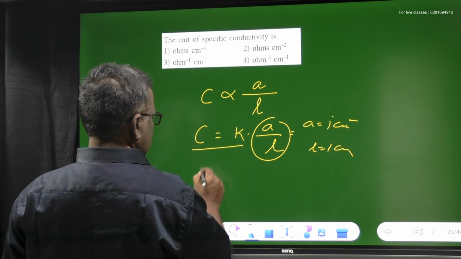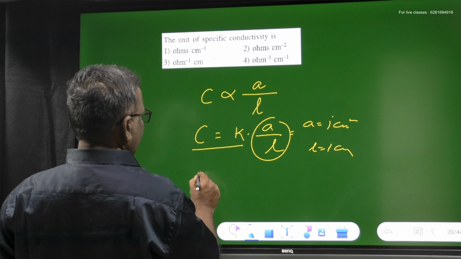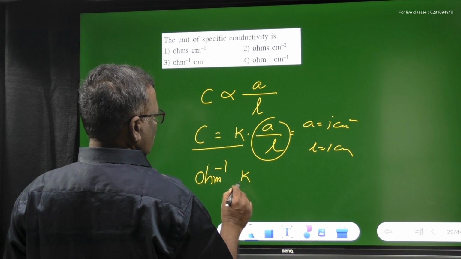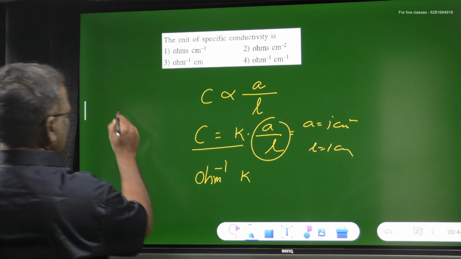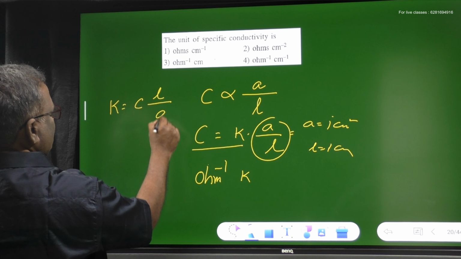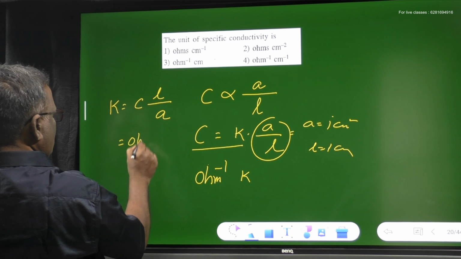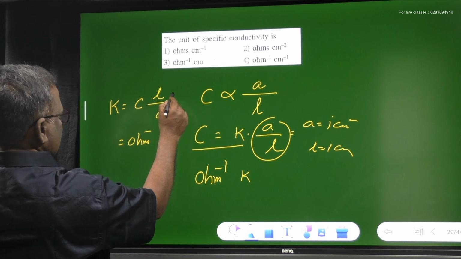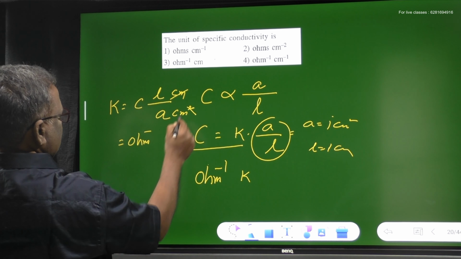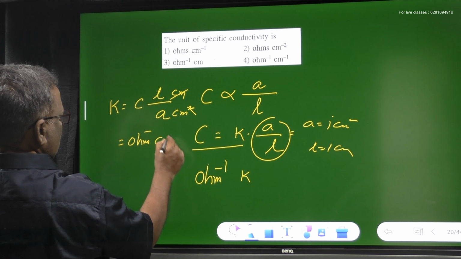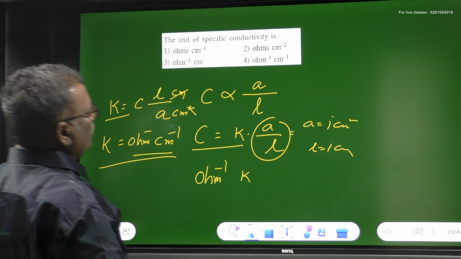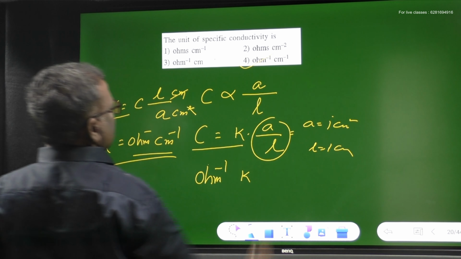So C is in Siemens or per ohm. So K is equal to C into L by A. That means per ohm, this is centimeter and this is centimeter square, so one centimeter is cancelled. So per ohm per centimeter is the unit for specific conductance. That is, the fourth option is correct.